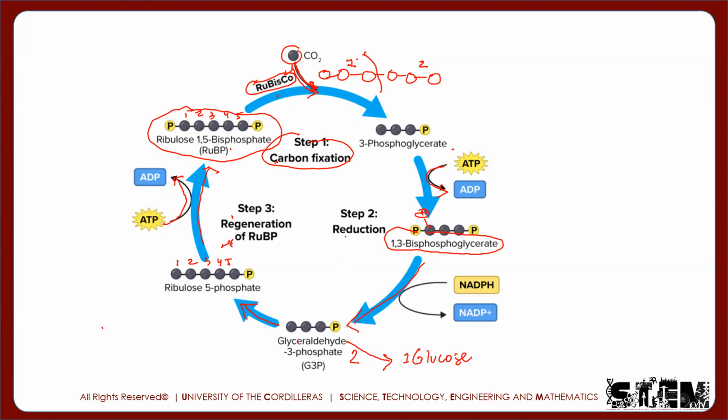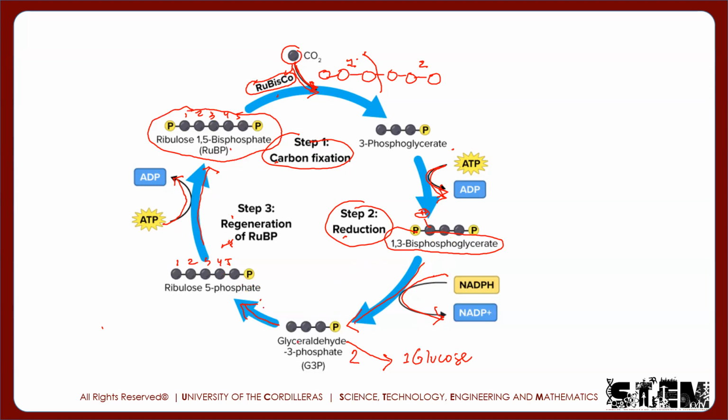And then we also have step 2, reduction. From the term itself, reduction, so it reduces, right? Oxidation and reduction from your chemistry topics. So ATP will be used and NADPH will also be used. So there is an addition of electrons here. That's why it will undergo the reduction process and creates glyceraldehyde 3-phosphate.